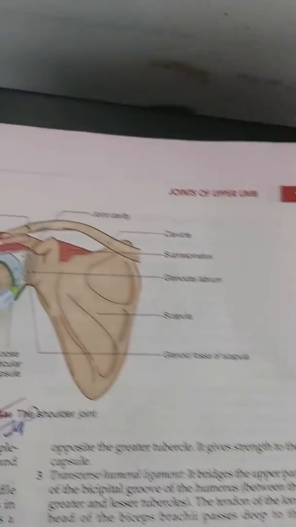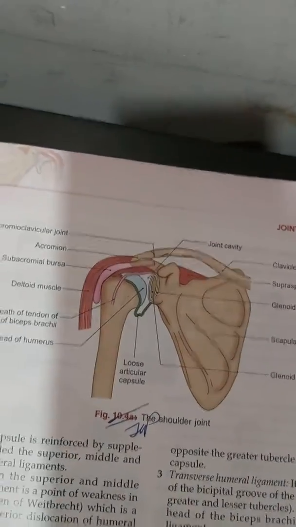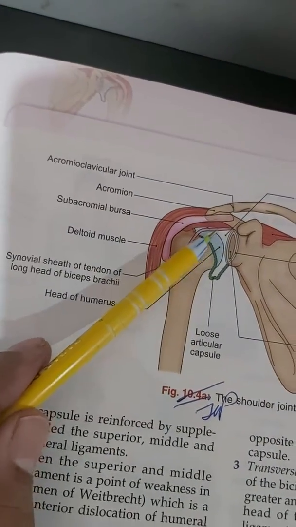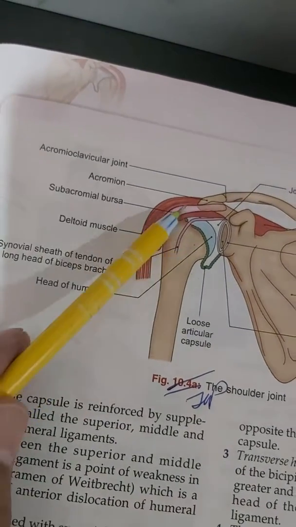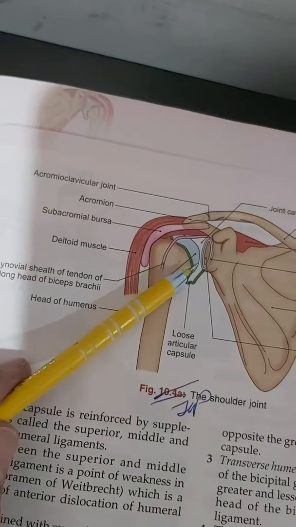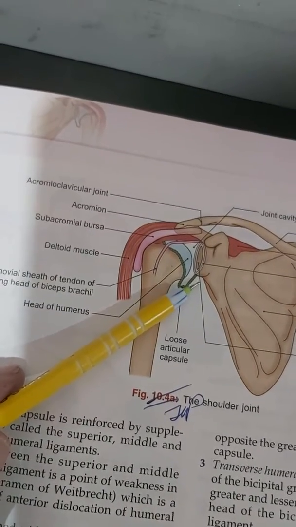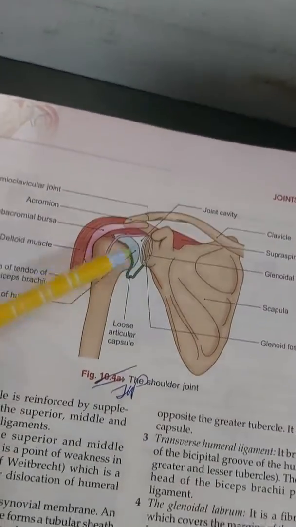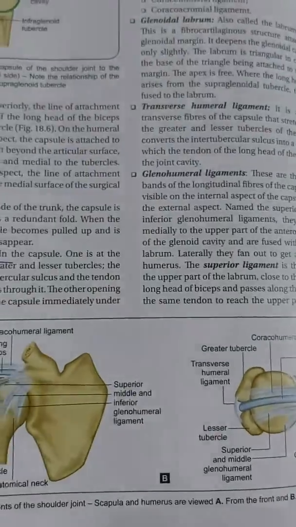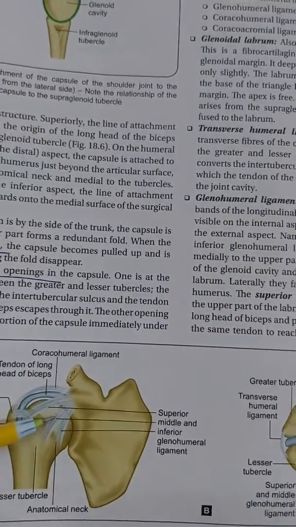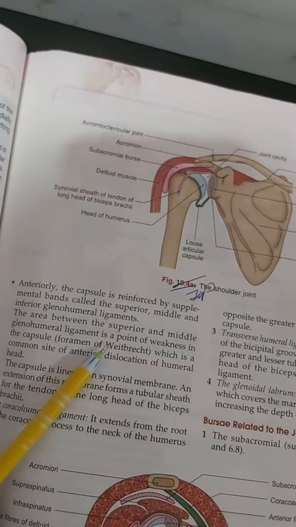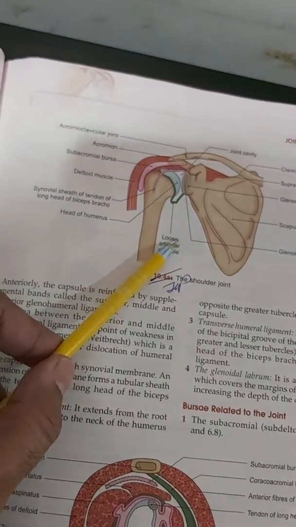This capsule is deficient at two places. One is at the greater and lesser tubercle, where the long head of biceps brachii along with its synovial sheath passes through the gap. Secondly, it is deficient between the superior and middle glenohumeral ligament. Basically, the glenohumeral ligament has three parts: superior, middle and inferior. Between them there is a gap, and this point of weakness in the capsule is called the foramen of Weitbrecht. Therefore anterior dislocations are quite common in shoulder dislocation, though the most common are inferior dislocations.